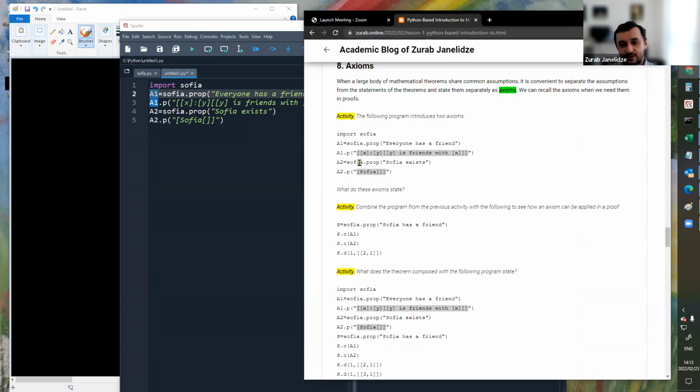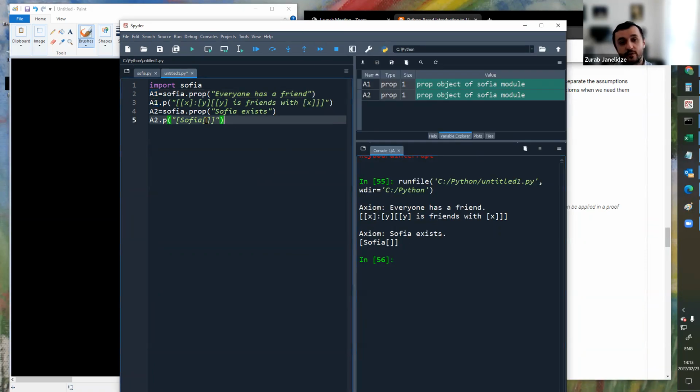The first activity asks us to explain what these axioms state, but before we do that, let me link the output with the input. We import Sophia as we usually do. It's a common step. And then you see here, we're introducing an object called A1, and we're equating that to sophia.prop. So this is a proposition object from the Sophia module, and we are giving a name to it. At this point, A1 is neither an axiom nor a theorem. A1 is something that could evolve into an axiom, or it could evolve into a theorem, depending on what we're going to do with A1.